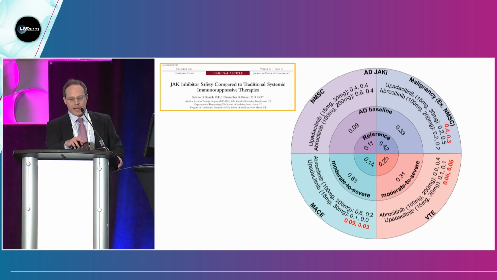And we can see here that, for example, in the lower left, in the green, the major adverse cardiac events, for the average American population, it's 0.14 events per 100 patient years. For moderate to severe atopic dermatitis, it's 0.63. But for the JAK inhibitors, it's lower. And look at UPA, 0.09 and 0.03 based on the long-term data. And then if you look one over, the actual rate of VTE, again, lower than the normal population, lower than moderate to severe AD baseline. So actually, the JAK inhibitors in these particular adverse events seem to be helpful for patients.